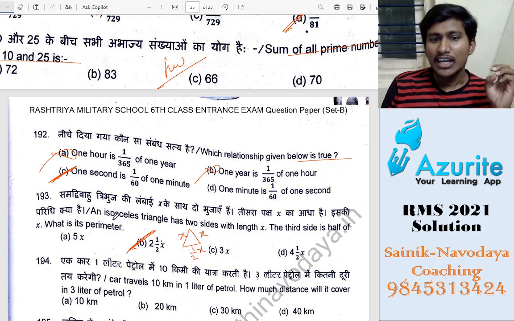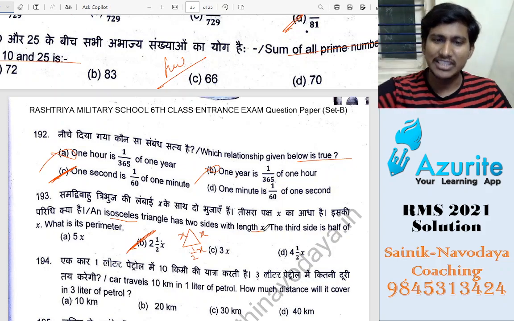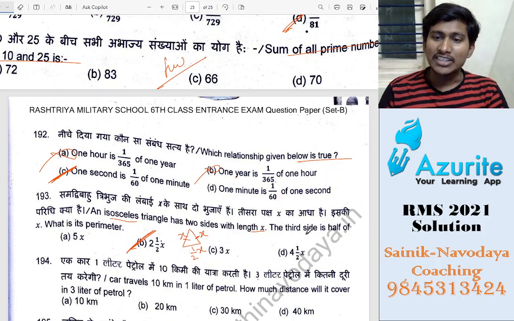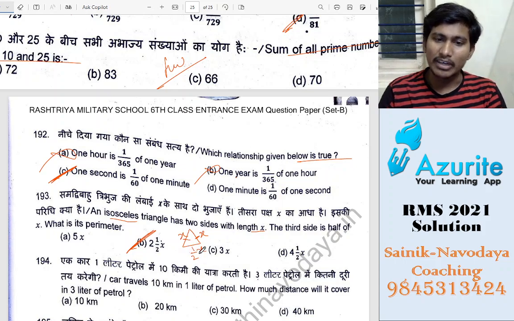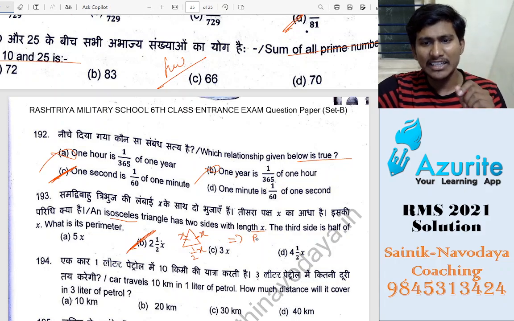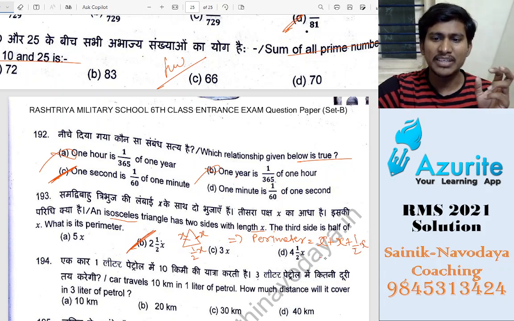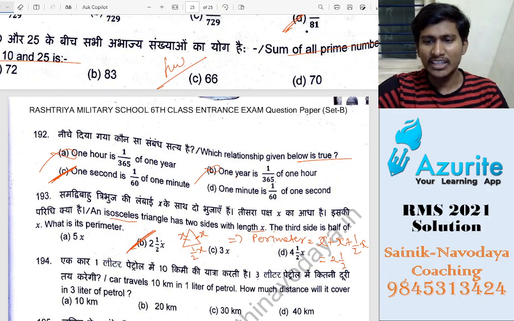So they are telling isosceles triangle means has 2 sides with length x. Isosceles means 2 sides will be same. This one is same, this one is same. Okay? So x and x it is. And third side is half, 1 by 2. So how many x's are there? 1x, 2x. Then it is half x. That is 2 and half x. So perimeter we find by adding sides. So here x and x, then half x. That is 2x, plus half, means 2 and half x. Okay?